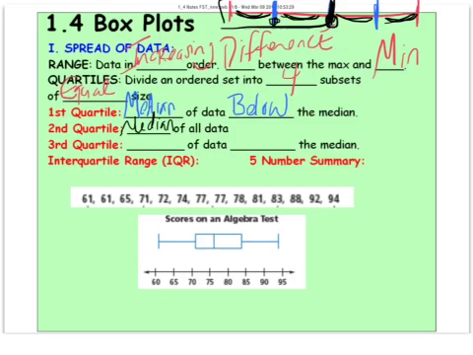Now, the third quartile is this little chunk right here. So what they do for the third quartile is they find the median of the upper half of the data. So it's going to be the data above the median.